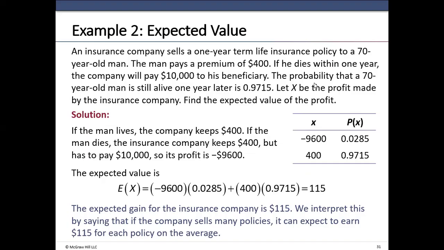Let X be the profit made by the insurance company. Find the expected value of the profit. In the first case, the insurance company is paying 10,000 to his beneficiary, but do not forget they collected $400 at the beginning of the year as a premium. So their actual loss for that situation is 10,000 minus 400, which is minus 9,600. Hence, it is not a complete 10,000 loss, it is minus 9,600.